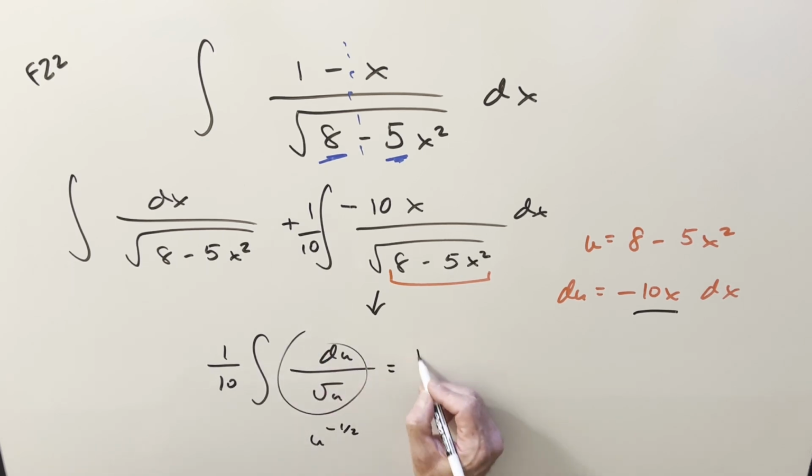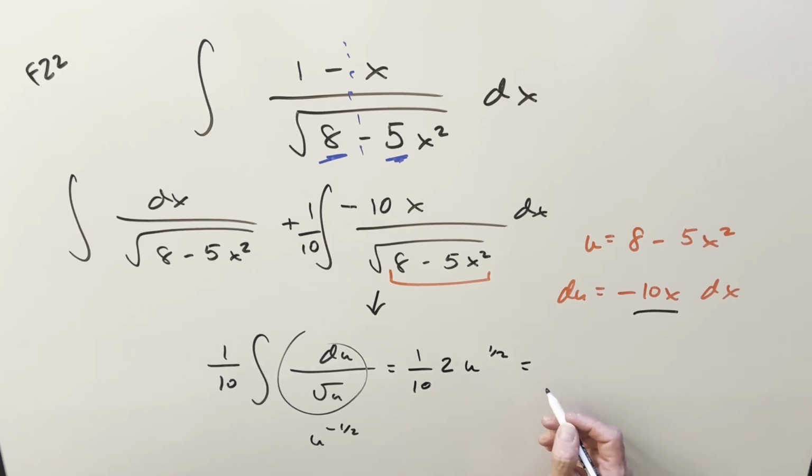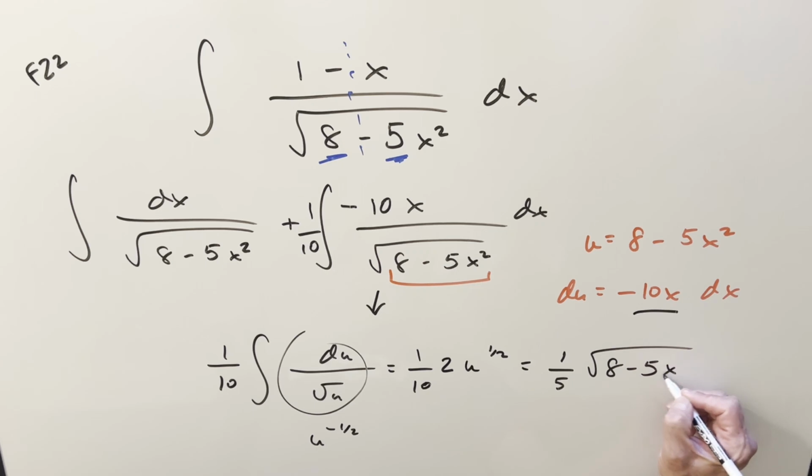So when I integrate using the power rule, that's going to be 1 over 10 there. This is going to become u to the 1/2, a 2 pops out, and so what we're left with is 1 over 5 square root of u. Plug back in, so it's going to be the square root of 8 minus 5x squared.